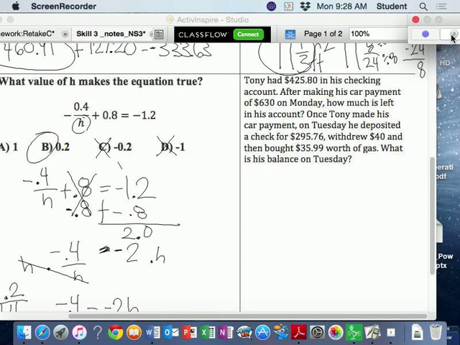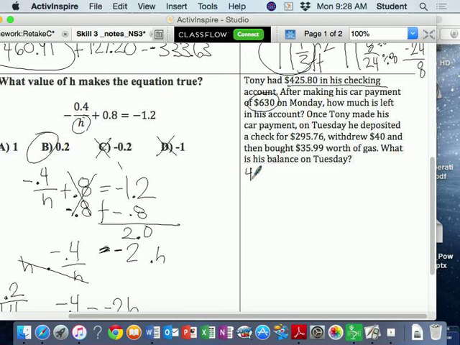So first let's underline keywords. So I know that he had $425.80 in his checking account. So that was his balance, right? After making his car payment of $630, so if he makes a car payment, is he earning or spending? Which means what operation are we going to do? Subtract. Okay, so let's start there. Let's do $425.80 minus $630.